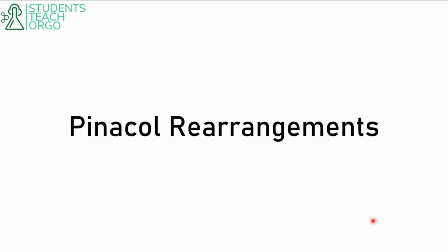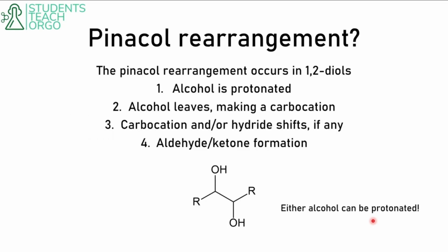Okay, now we will get into the Pinacol rearrangements, and I already hear you asking, what the heck is a Pinacol rearrangement? It's a very specific kind of reaction that occurs in what we call 1,2 diols. Now, a 1,2 diol is basically any molecule where you have two separate alcohol groups on adjacent carbons. So this molecule down here, for example, is a 1,2 diol. We have carbon 1 with an alcohol and the adjacent carbon, carbon 2 with an alcohol.